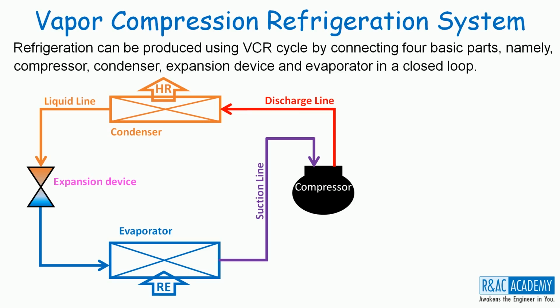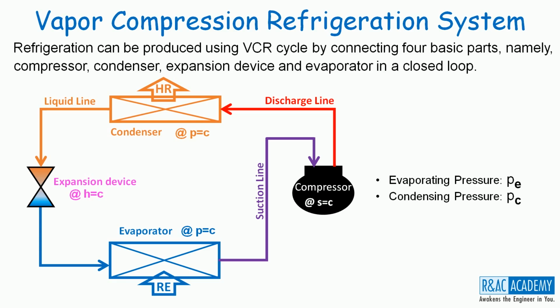Let us now map the four processes of the VCR cycle to these four components. Compressor follows an isentropic process, condenser follows a constant pressure process, expansion device follows an isenthalpic process, evaporator follows a constant pressure process. That means the evaporator and the condenser will be performing their respective functions keeping their pressure constant. If we name them, the pressure at which the evaporator is operating is called the evaporating pressure PE and that of the condenser is the condensing pressure PC.